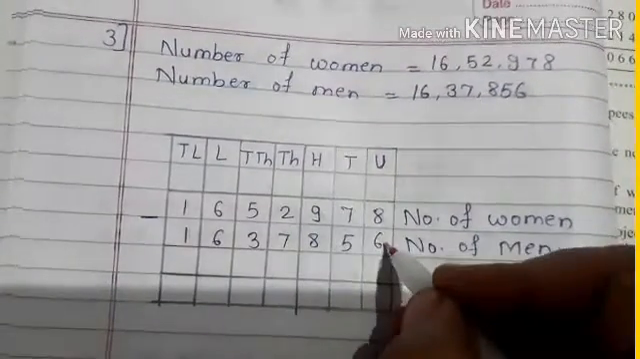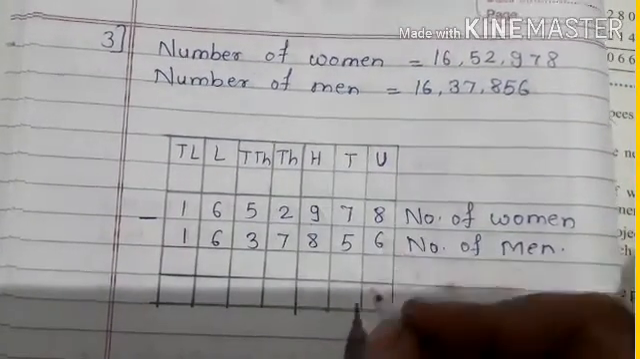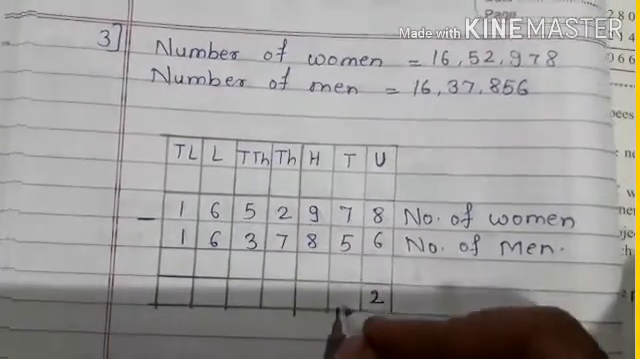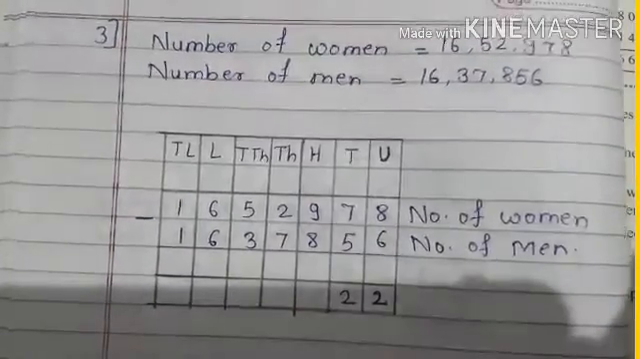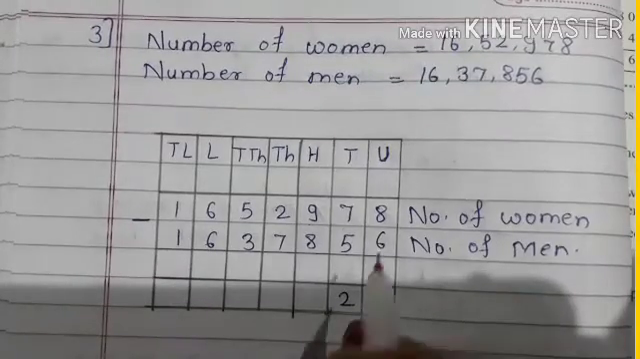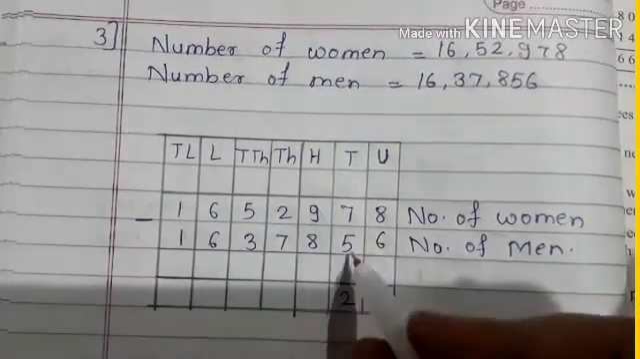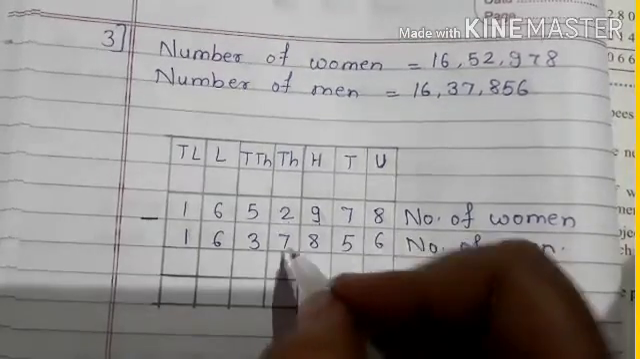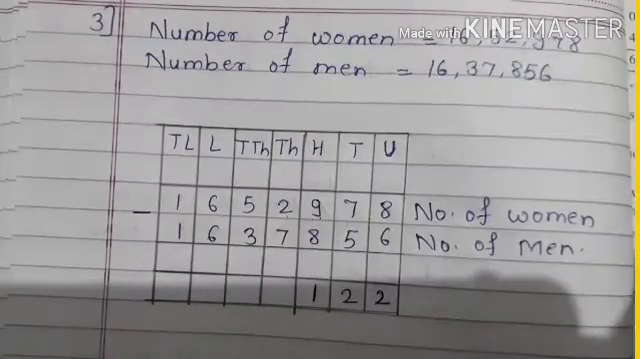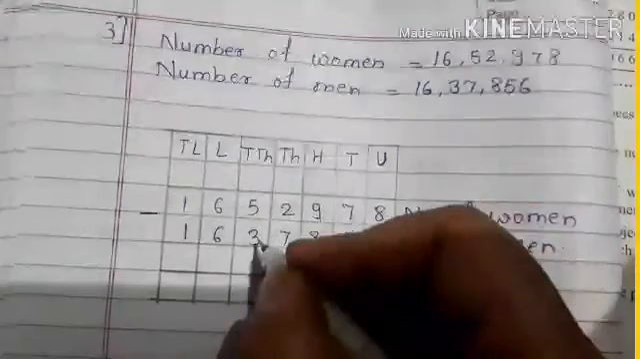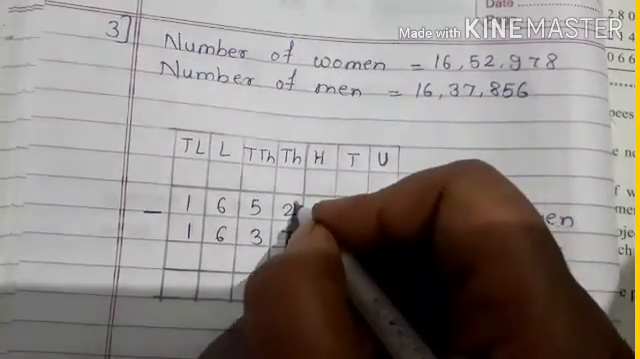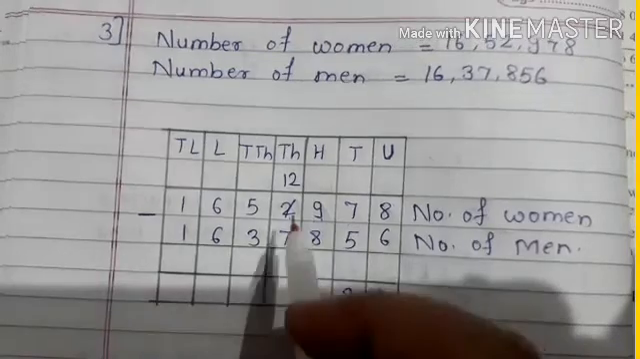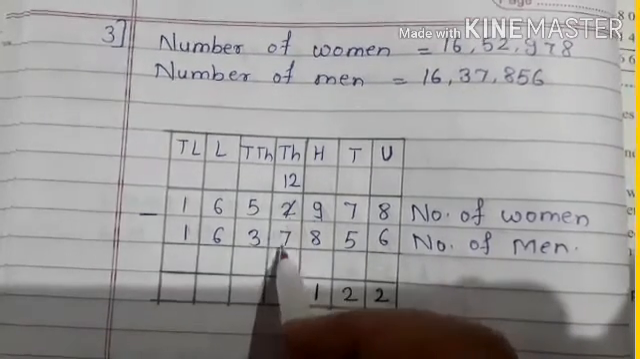Now 8 minus 6, how many? 2 remain. 7 minus 5 is 2. Now 9 minus 8, 1. Is 2 minus 7 possible? No. So borrow 1 from 3. So this 2 converts into 12. So now 12 minus 7.